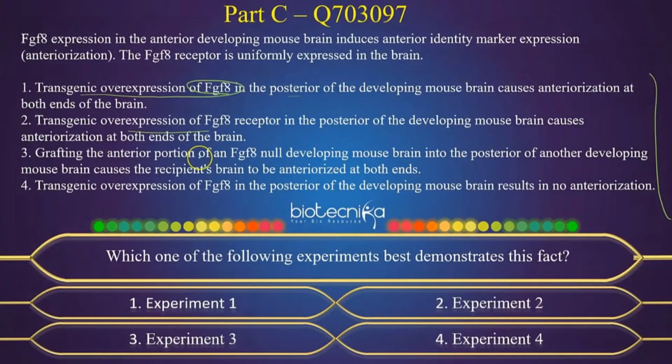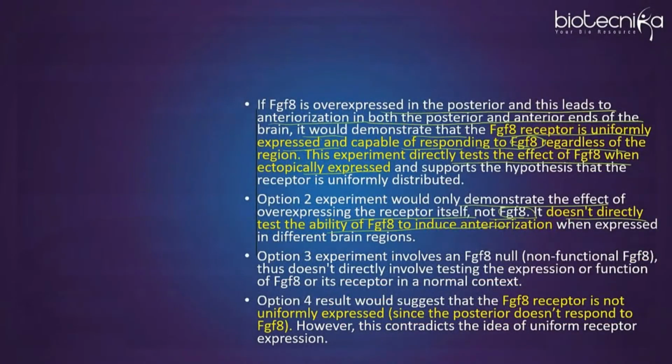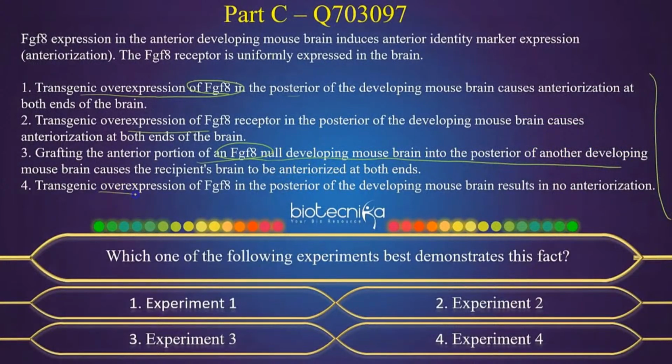So grafting the anterior portion of an FGF null developing mouse brain into the posterior of another developing mouse brain causes the recipient's brain to be anteriorized at both ends. Option 3 experiment involves FGF8 that is non-functional, thus it doesn't directly involve testing the expression. Okay, and option 4, transgenic overexpression of FGF8 in the posterior results in no anteriorization.